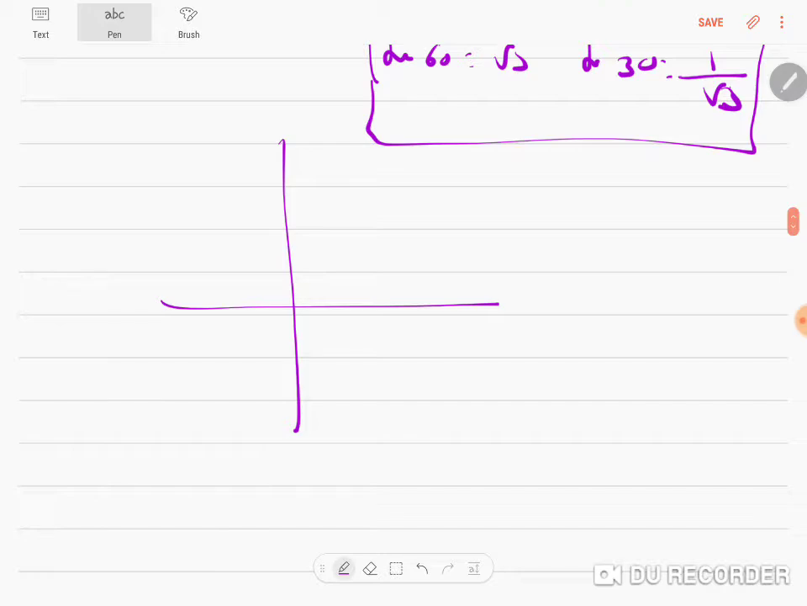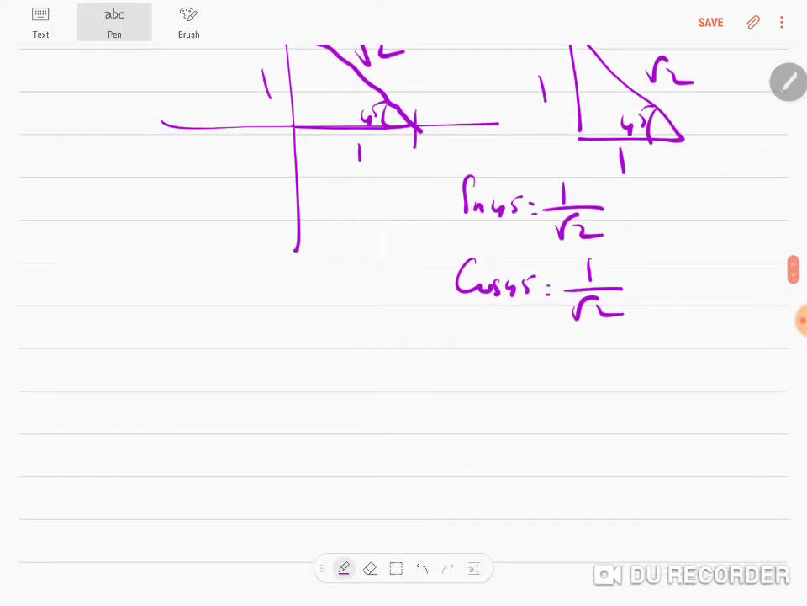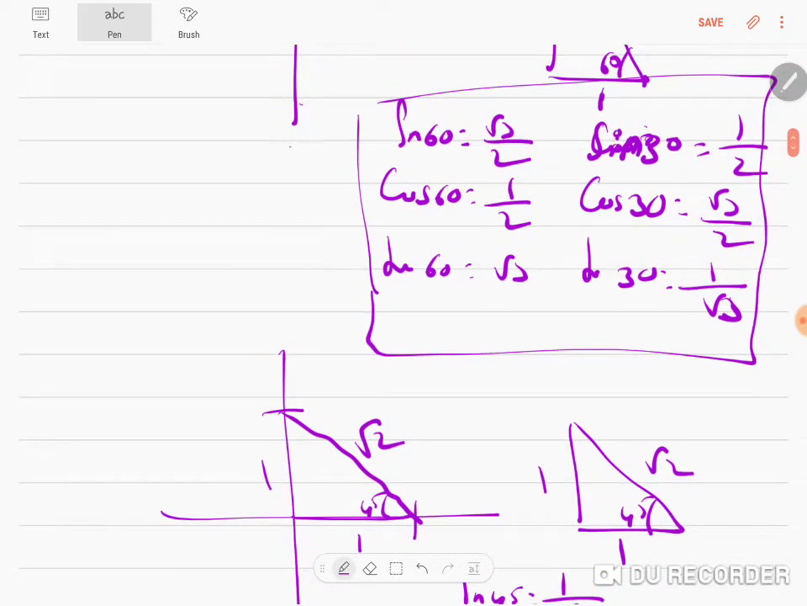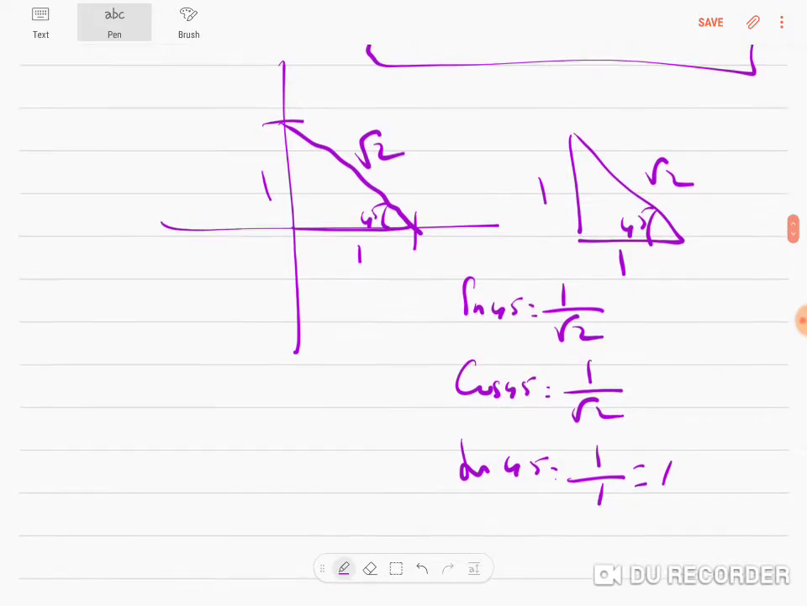Take an axis again with 1 unit here and 1 unit here. You join this, you get an isosceles triangle with a 45 degree angle, and therefore by Pythagoras theorem the hypotenuse is √2. So sin 45 will be opposite by hypotenuse, which is 1 by √2. Cos 45 will be adjacent by hypotenuse, which is 1 by √2. Tan 45 will be opposite by adjacent, which is 1 by 1, which is 1. The reciprocal of sin is cosecant, of cos is secant, and of tan is cot. I am sure you all know all this, but you must understand how these values came.